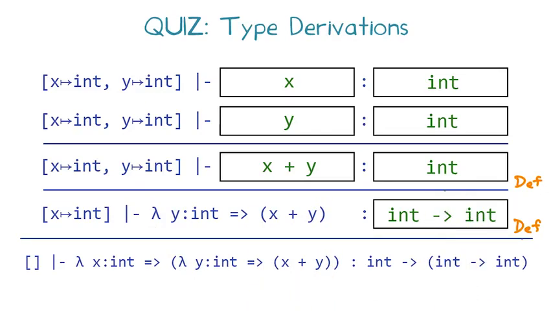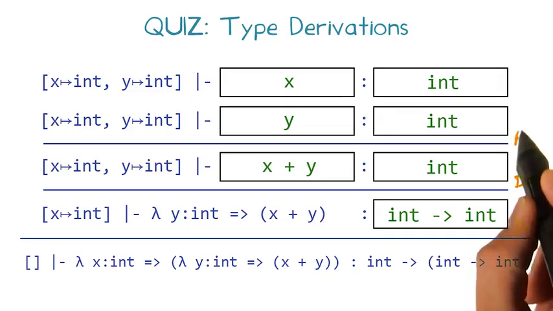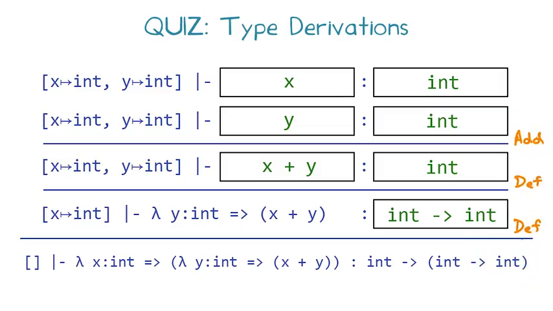Finally, to prove that x plus y has type int, we need to prove that under the environment x maps to int and y maps to int, x has type int and y has type int. This is an application of the add inference rule schema. This completes the exercise, but note that to complete this derivation, we would then need to use the var axiom schema twice, once to derive that x has type int and again to derive that y has type int.